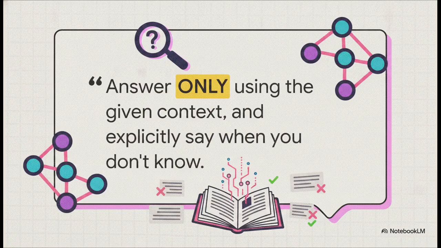But honestly, the absolute magic of this whole system happens right inside your system prompt. You absolutely must explicitly instruct the AI with something like "answer only using the given context" and explicitly say when you don't know. This single straightforward boundary is a total game changer. It prevents the model from blending in its own trained knowledge and forces the AI to look at the specific chunks you retrieved and literally nothing else. If you skip this instruction, you are going right back to Hallucination City.